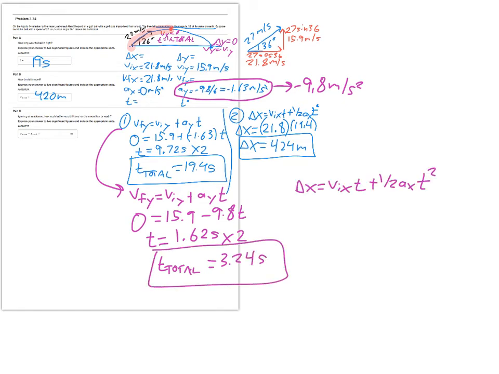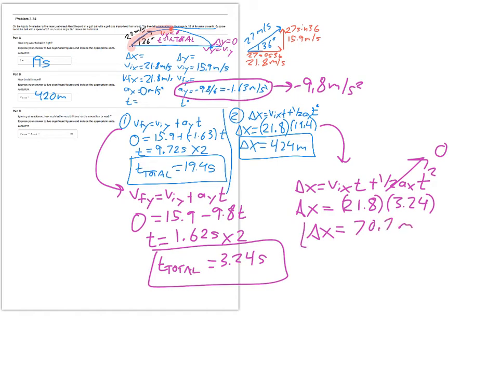To get my horizontal displacement on Earth, I'm going back over to my x side. That x acceleration is 0. And so it's the same calculation as calculation 2 here. I'm just going to use that new time that I just solved for. So I have delta x is going to be 21.8 multiplied by 3.24. And I find that my horizontal displacement on Earth would be 70.7 meters.